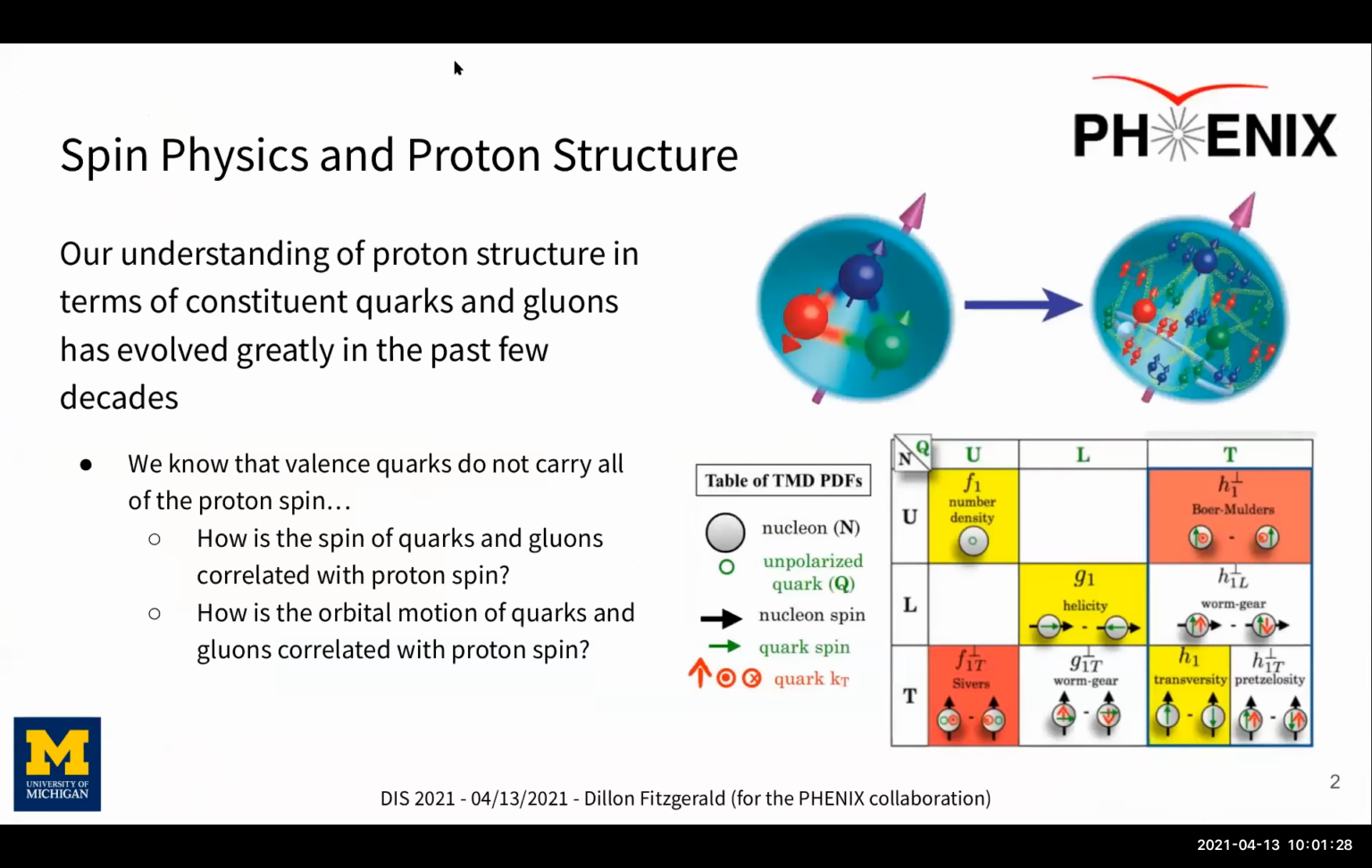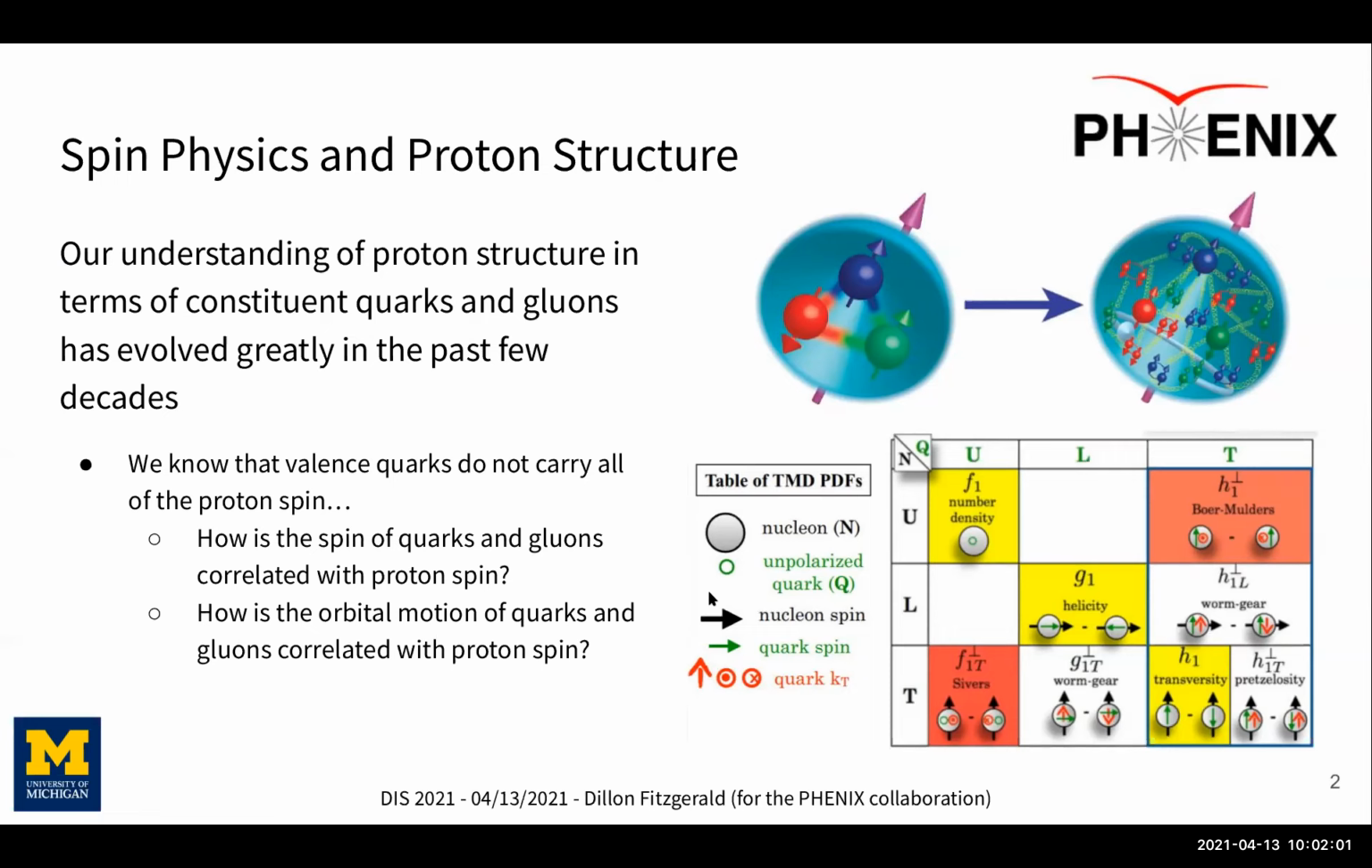So before talking about the measurements, I want to talk a little bit about spin physics and proton structure, of which our understanding has really evolved greatly in the past few decades. For instance, we now know that valence quarks do not carry all the proton spin. We also have to take into account the spin of quarks and gluons, as well as sea quarks, and their orbital motion. So this introduces some interesting questions like how is the spin of quarks and gluons correlated with the proton spin, or how is the orbital motion of the quarks and gluons correlated with the proton spin?